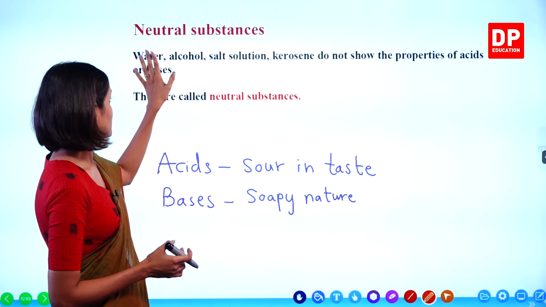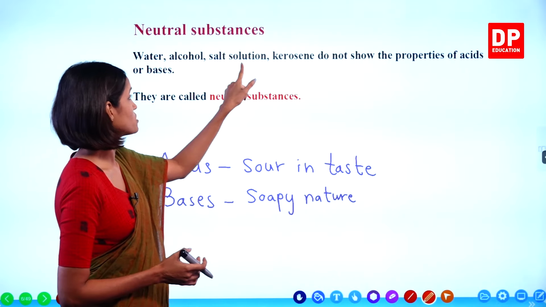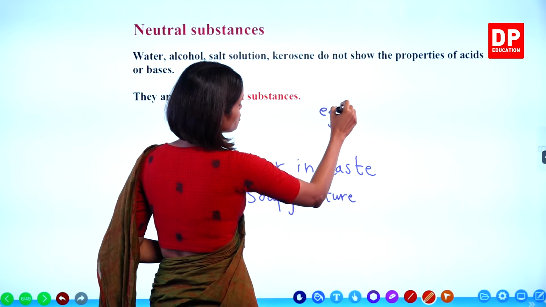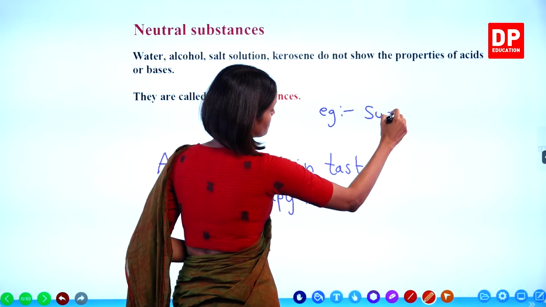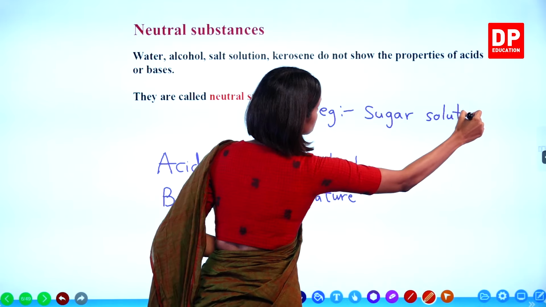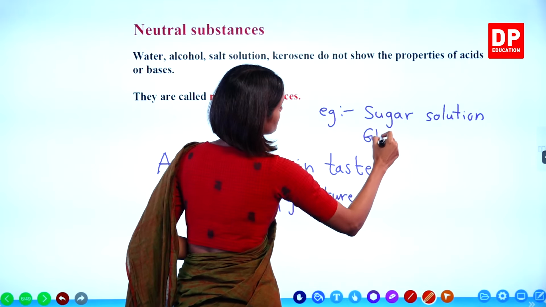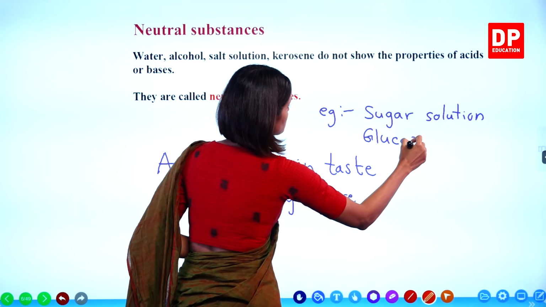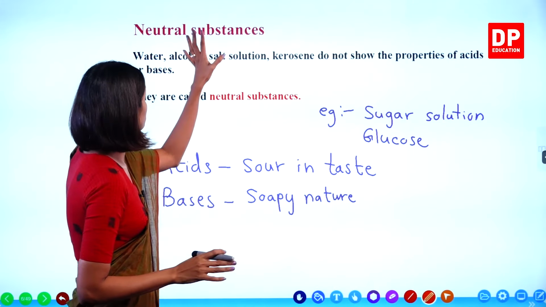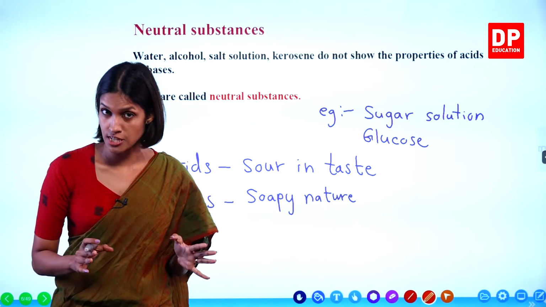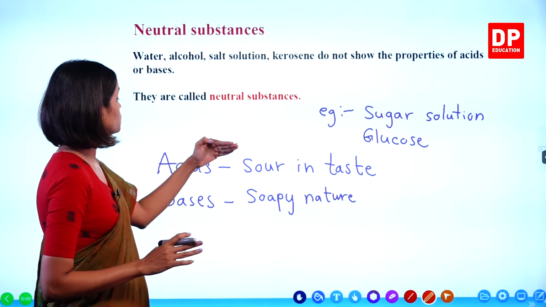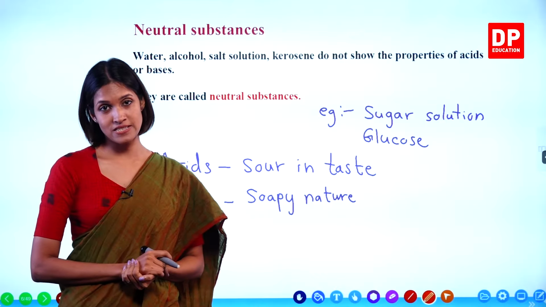So not only this, now here we have water, alcohol, salt solution, kerosene. There are other examples. Sugar solution. Glucose solution. Sugar or glucose, they all are coming under neutral substances. Right? Why do we call these neutral substances? Because these substances, they don't show acidic properties or basic properties.